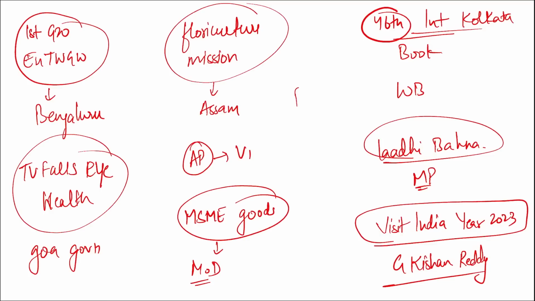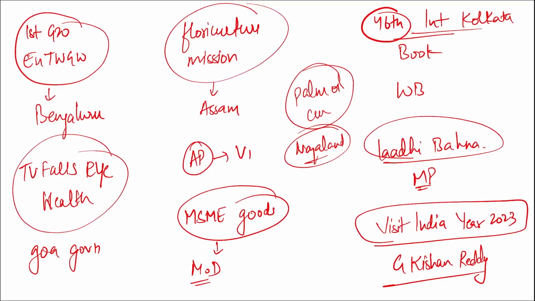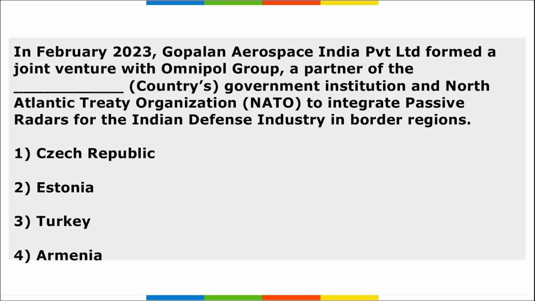I repeat, for palm oil cultivation. Which state government has tied up with Patanjali Foods? It is your Nagaland government that has tied up with Patanjali for palm oil cultivation.